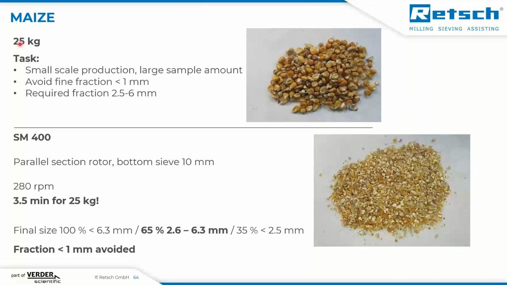And 25 kg into the SM300 is maybe time consuming. So we also tried the SM400, where we have a large hopper opening and a large bottom sieve. We were also working with low speed, 280 RPM. And in that case, it was fine. It was still more than 60% in the required fraction, and it only took us 3.5 minutes to grind this 25 kg of corn, of maize. So the customer was very happy with the SM400.